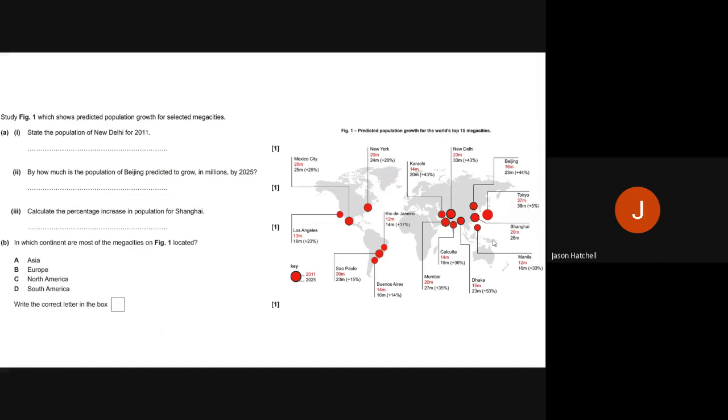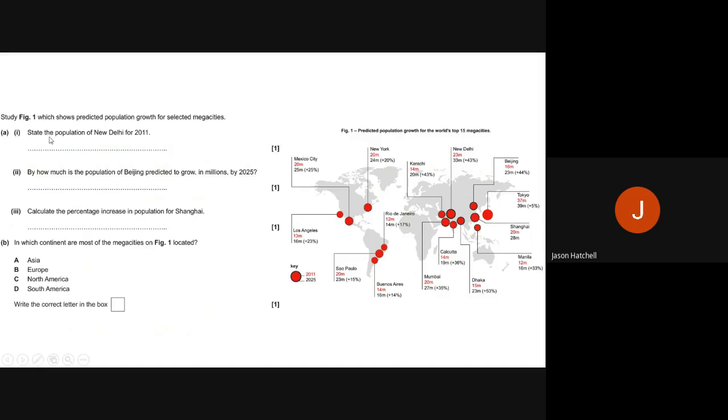Now then, I'm going to give you 10 seconds here to have a read of what's just put on screen, okay? Please make sure you have a read of the little questions there and have a look at the map you're given. Okay, so we are given figure 1, which shows predicted population growth for the world's top 15 megacities. So the top 15 megacities in terms of population are on the map, and we're given a number of short 1 mark answered questions. So each of these are worth 1 mark, as you can see here.